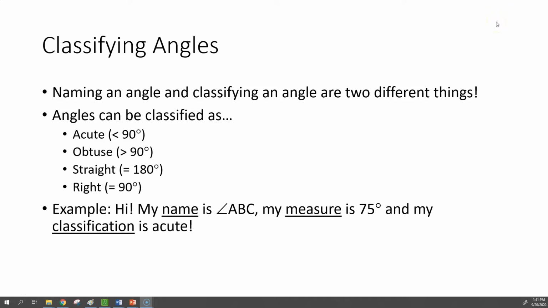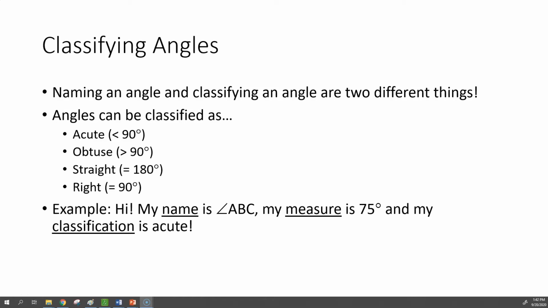You can name angles, and you can also classify those angles. So an angle can be classified as acute, less than 90, obtuse, which is greater than 90, straight, which would be equal to 180, or right, which the measure would be equal to exactly 90.